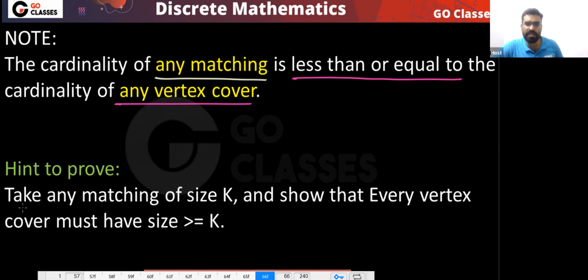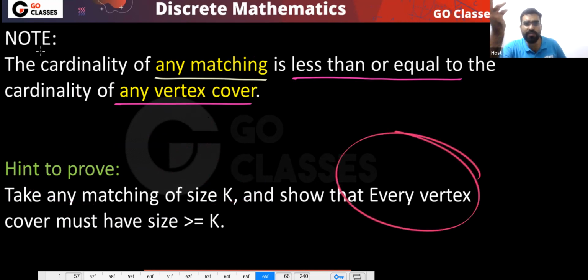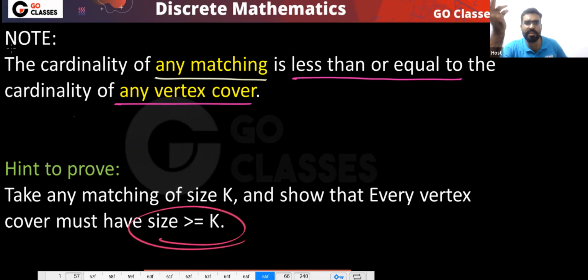This is the hint to prove it. Take any matching of size k, and what do you prove? You prove that any vertex cover, I am not talking about minimum vertex cover, and I am not talking about maximum matching. I am saying any matching you take of size k, you prove that every vertex cover must have size greater than or equal to k. So how to prove this?